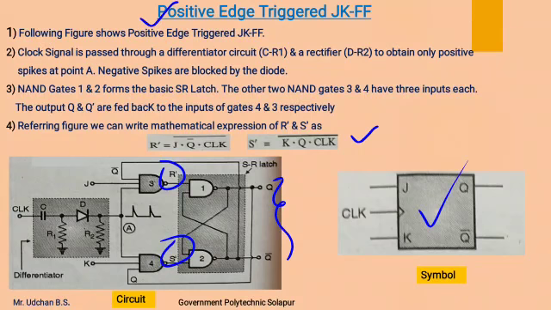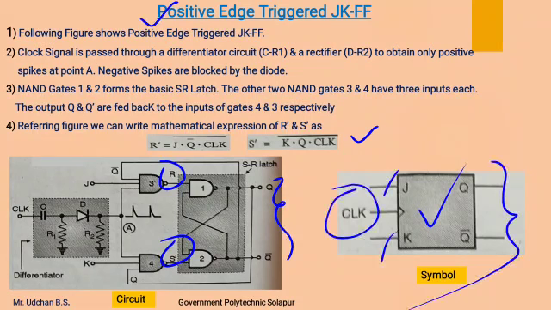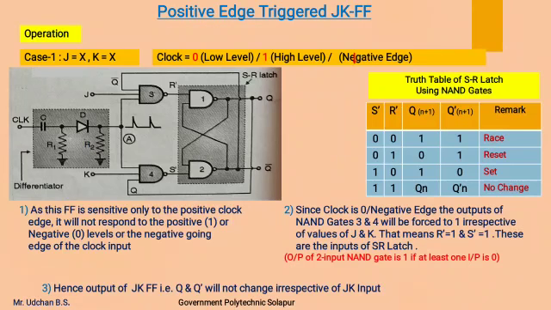This is the symbol of the positive edge triggered JK flip-flop, which has two inputs J and K, two outputs Q and Q complement, and one clock input, and this symbol shows that the flip-flop is a positive edge triggered JK flip-flop. Now we will see the operation by considering the different cases of input combinations. This is the circuit diagram.